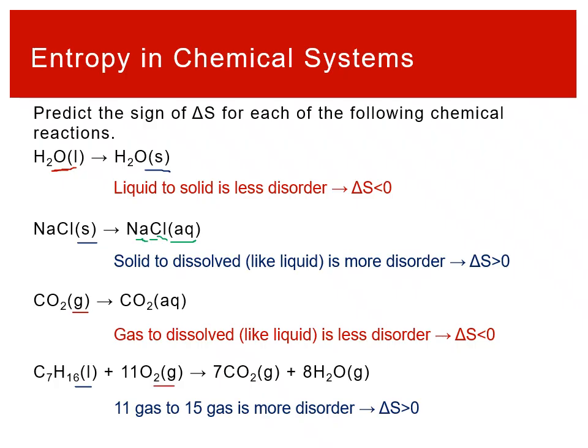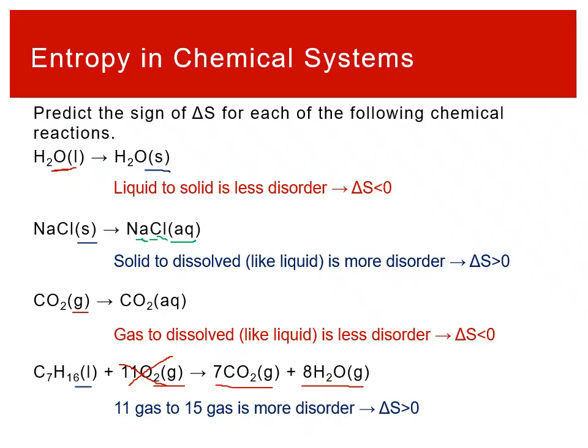I have 11 gas molecules, so I would have to be destroying those, right? These are reactants, so those are going to go away, but I'm making 7 plus 8, 15 new gas molecules. So I have more gas on the product side. That means there's more disorder, right? I do have to destroy 11 gas molecules.